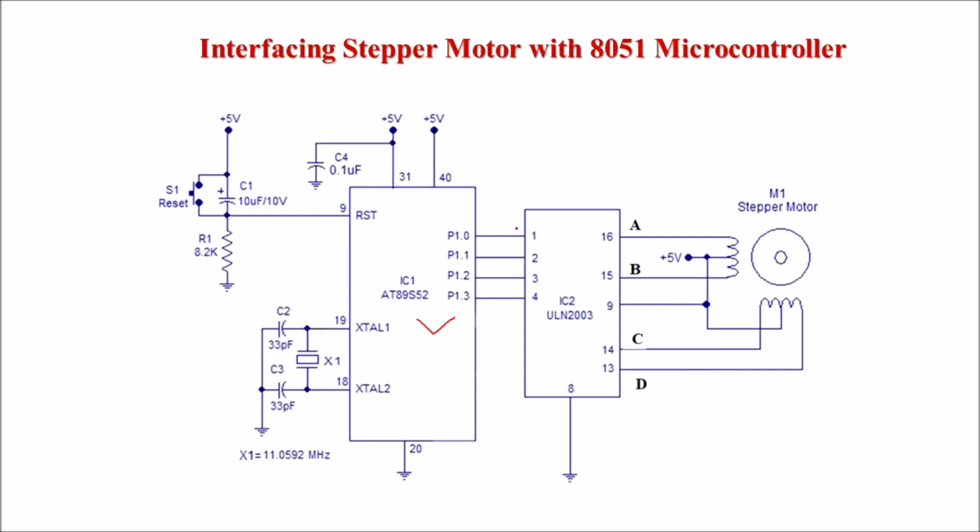For example, if you make pin P1 of ULN2003 low, then phase A of this motor gets switched on. So when we provide logic 0 here, the particular coil will be switched on.